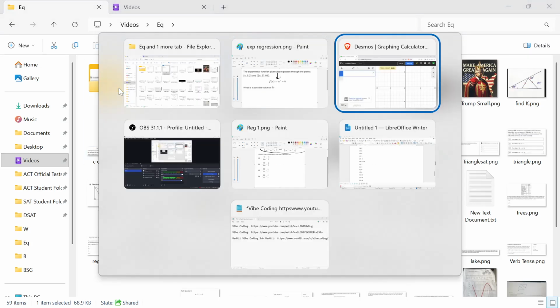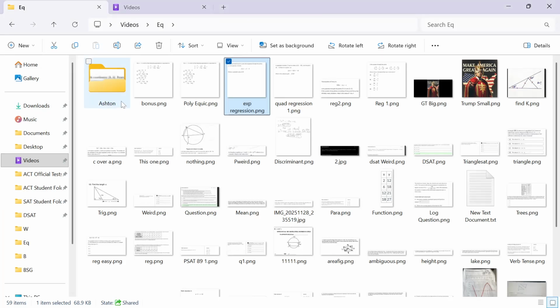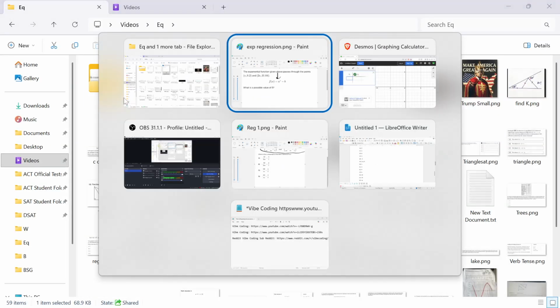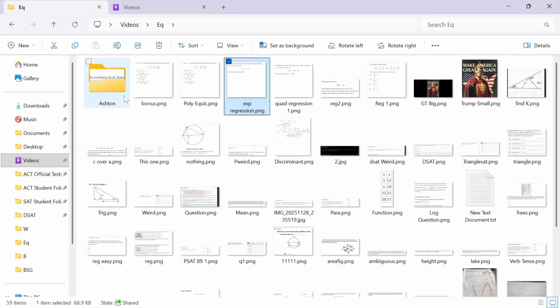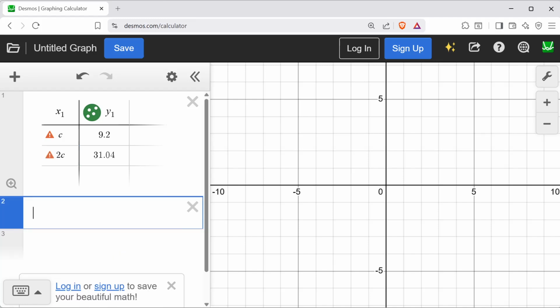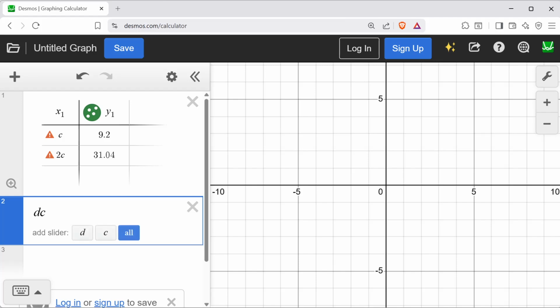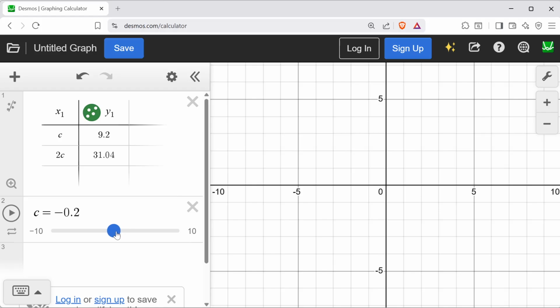Well, again, I will make my table. I can type it or hit plus table. And I've got C, 9.2, and 2C, 31.04. I'm going to have to make a slider for C. I put 2x, that was not good. 2C. And I'll make a slider for C. I've got a beautiful slider for C.